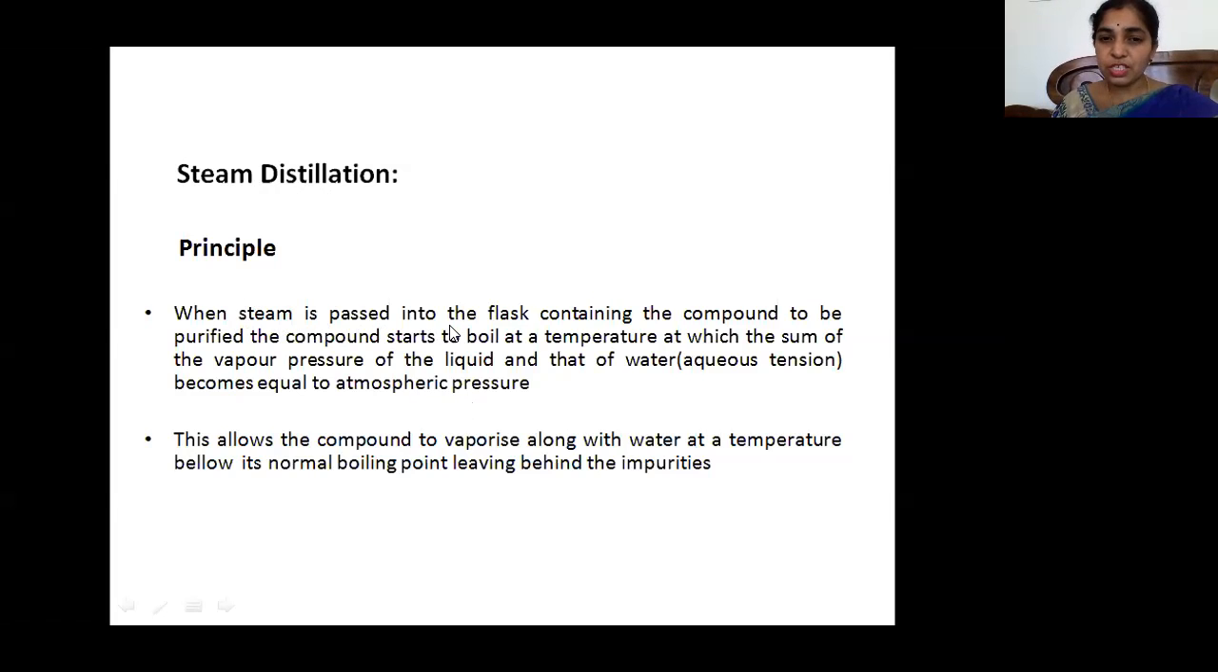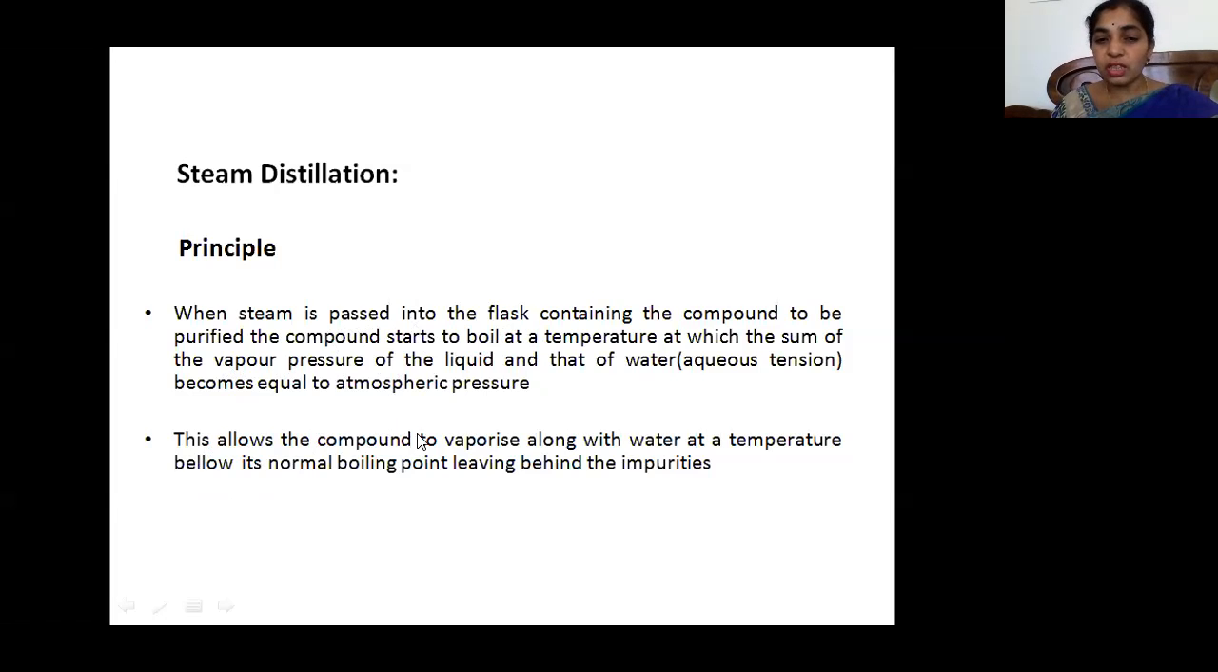When steam is passed into the flask containing the compound to be purified, the compound starts to boil at a temperature at which the sum of the vapor pressure of the liquid and that of the water, what we call aqueous tension, becomes equal to the atmospheric pressure. So when steam is considered here, the atmospheric pressure equals the sum of the vapor pressure of the liquid as well as that of the water. At that temperature, the compound starts boiling.